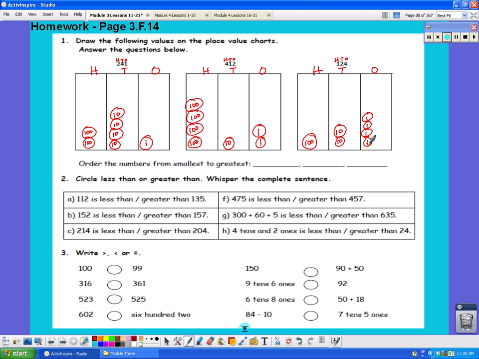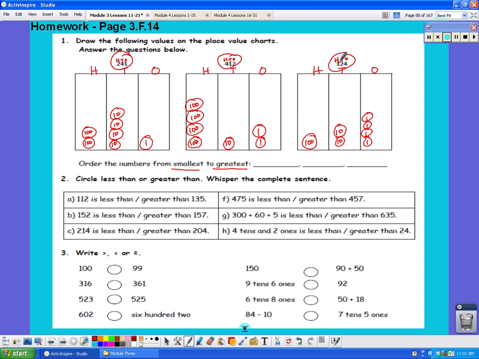All right. Now I need to answer the question below. Order the numbers from smallest to greatest. So I'm looking for the number with the value that's worth the least. There's more than one way to figure this out. I'm going to look at the numbers themselves. I can either look at these, or I can look at the representations that I made on the place value charts.